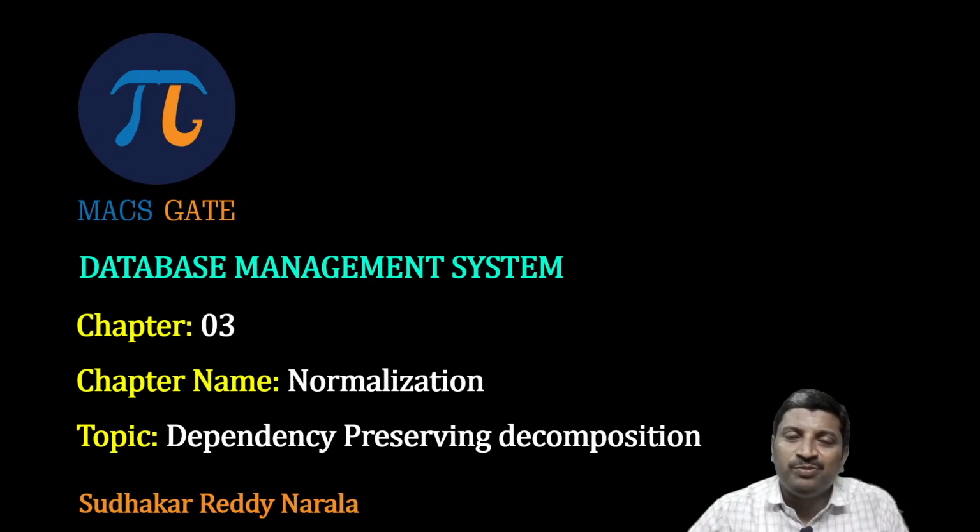As a part of the DBMS subject, we are discussing the normalization concept. Under normalization, in the last session, we started the properties of decomposition. We completed the first property, which is the lossless property. In this session, we are going to discuss the second property, which is dependency preserving. So let us continue the session.